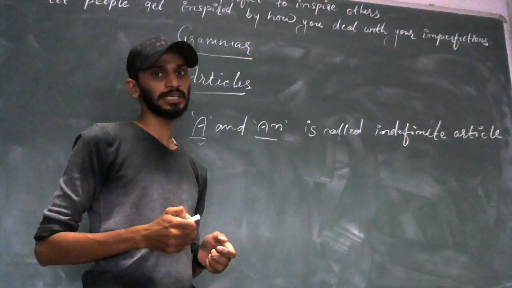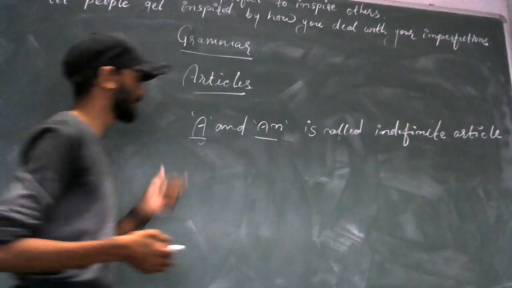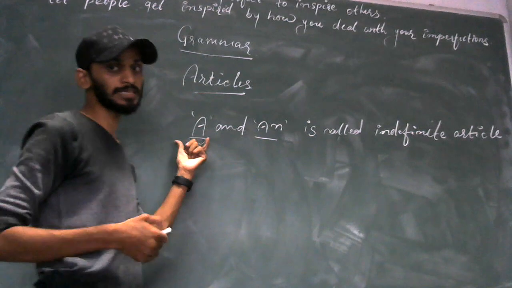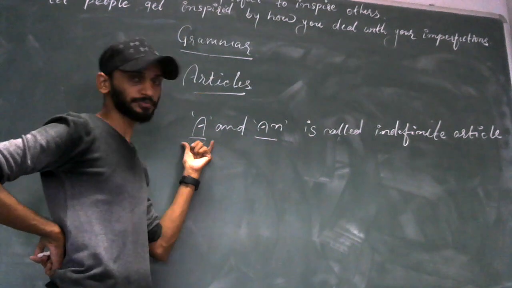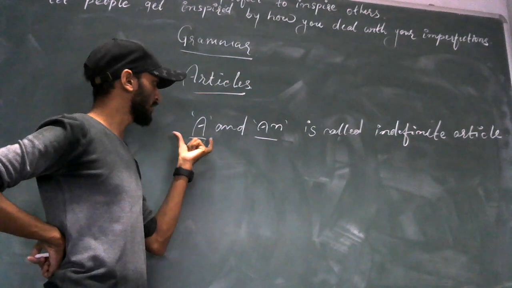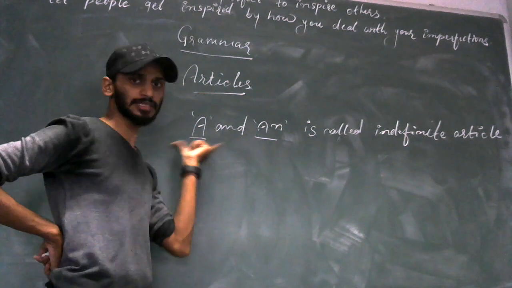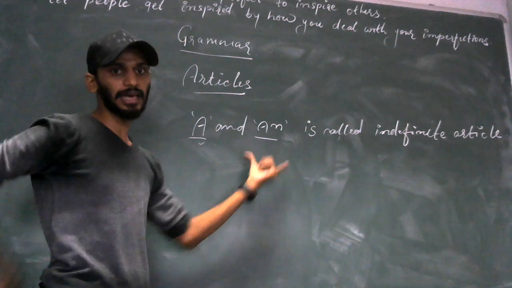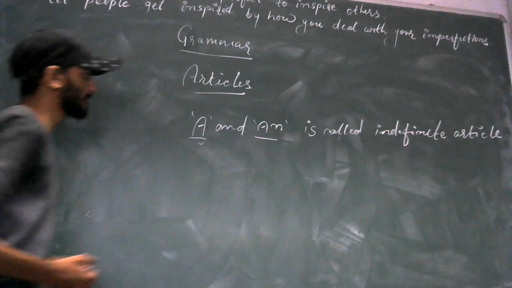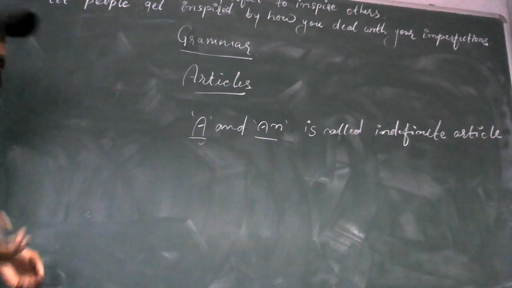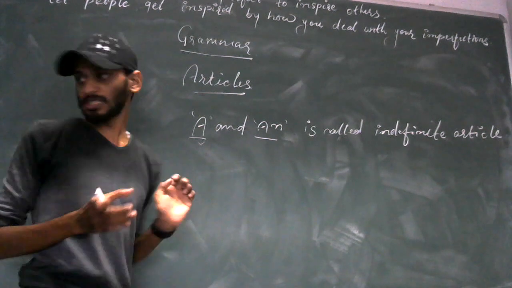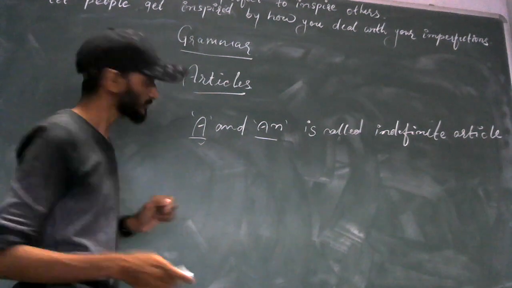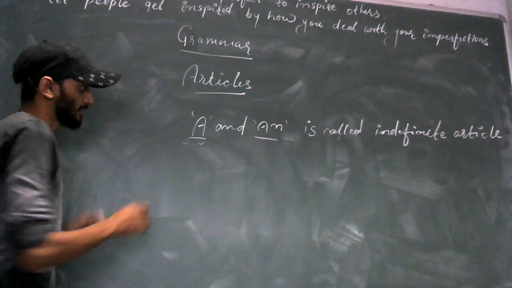Now you need to decide which letter will come in front of the noun. So there you can see sometimes A comes and sometimes AN comes. Now when A comes and when AN comes. Whenever the noun begins with a vowel, we write AN.